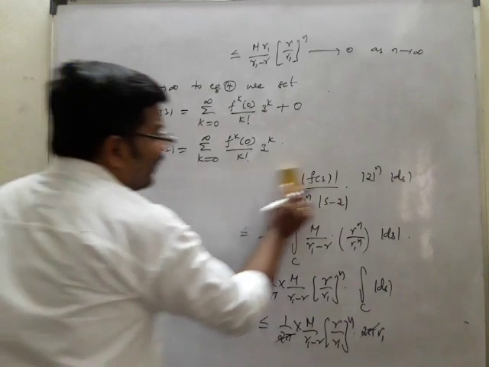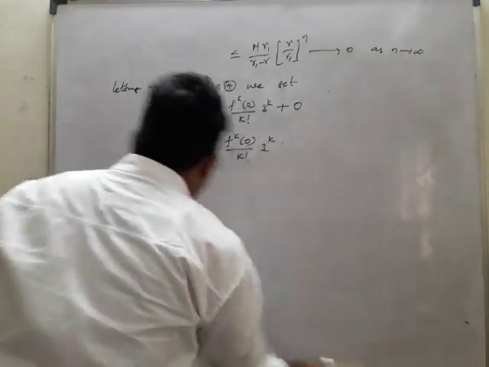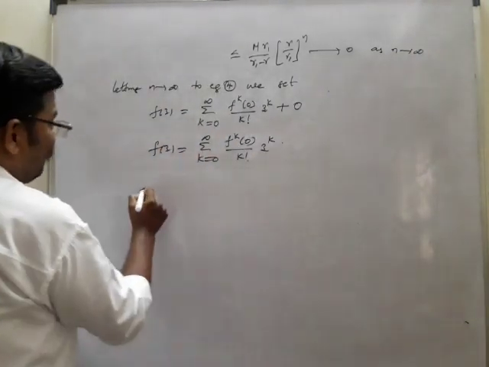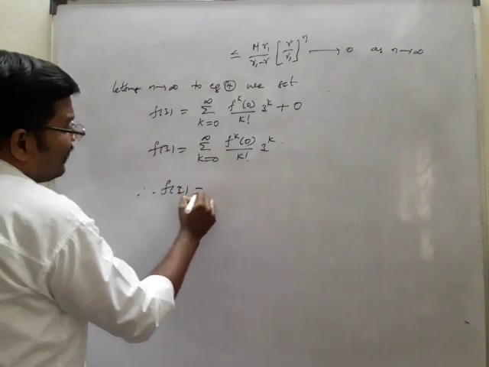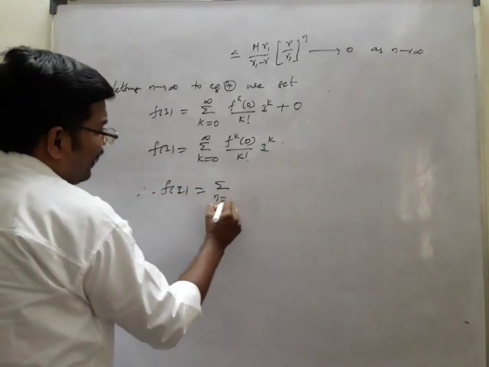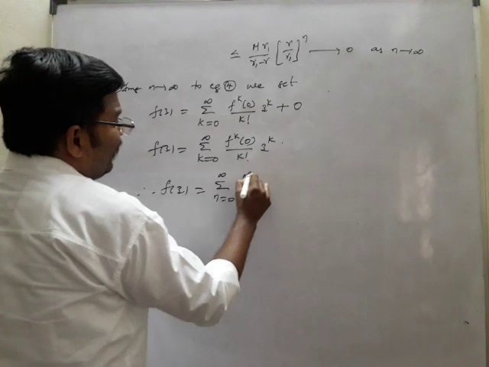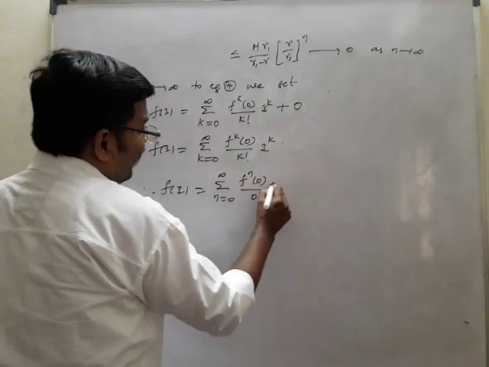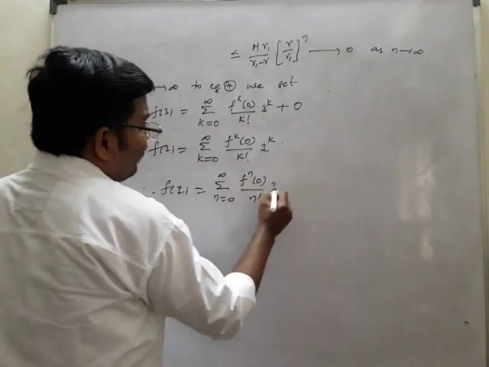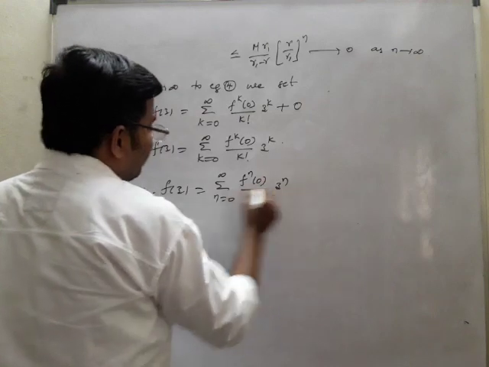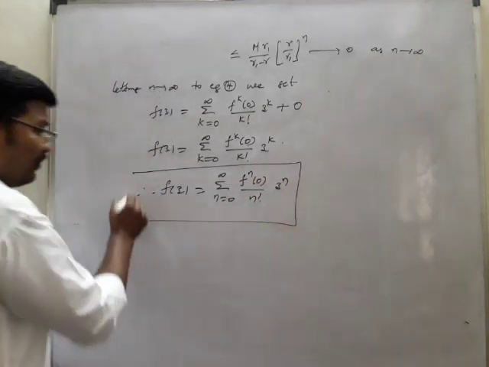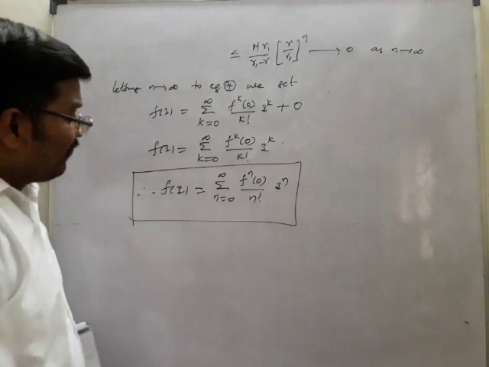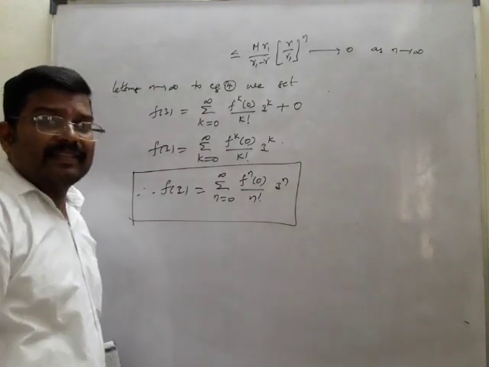Still we can write it in this form. Therefore I may write f of z is equal to summation n equal to 0 to infinity f power n of 0 by n factorial into z power n. This is case 1 which we have proved. Case 1 we proved, the equation number 1.